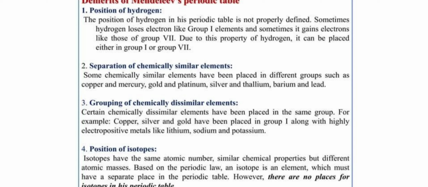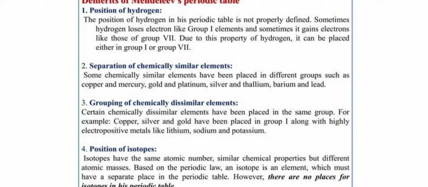The grouping of chemically dissimilar elements. Certain chemically dissimilar elements have been placed in the same group. For example, copper, silver and gold have been placed in group 1 along with the highly electropositive elements like lithium, sodium and potassium.